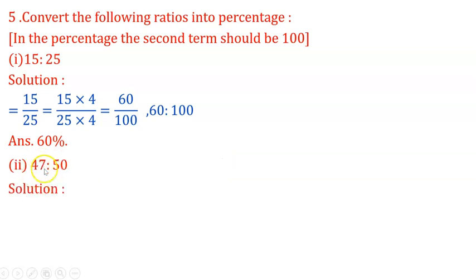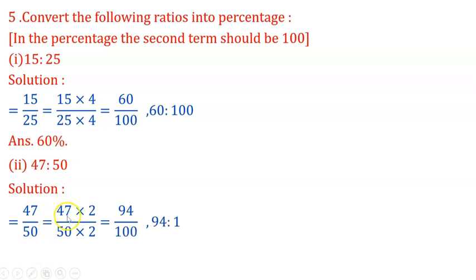Next, 47 as to 50. 47 upon 50 is equal to 47 into 2 upon 50 into 2. 47 into 2 you will get here 94 upon 50 into 2, means what? 100. Therefore, the ratio is 94 as to 100, means what? 94%.